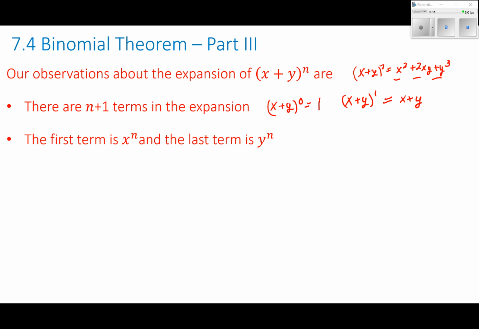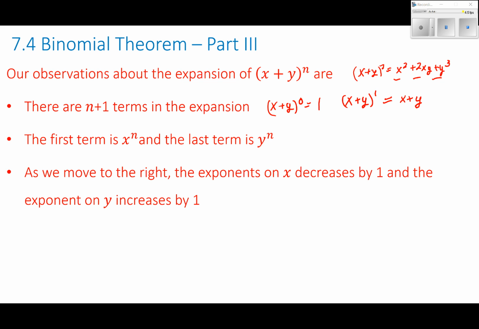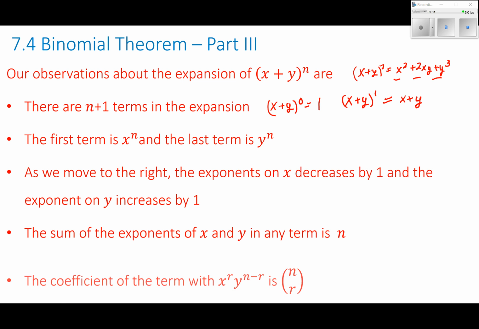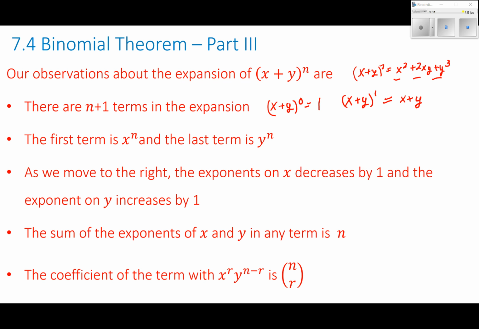First term is x raised to whatever our exponent was, and the last term is y raised to whatever our exponent is. As we move to the right, x decreases by 1 and y increases by 1. The sum of the exponents of x and y are always going to add up to be n. And then the coefficients are from this n choose r formula, where it's x raised to the r and then y raised to the n minus r.